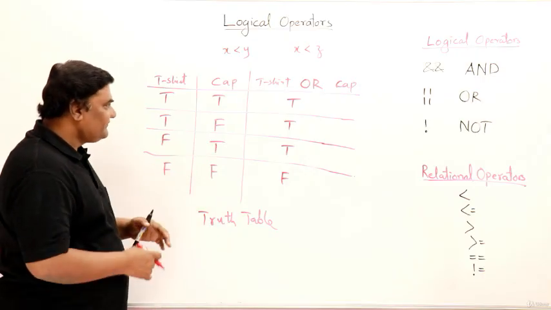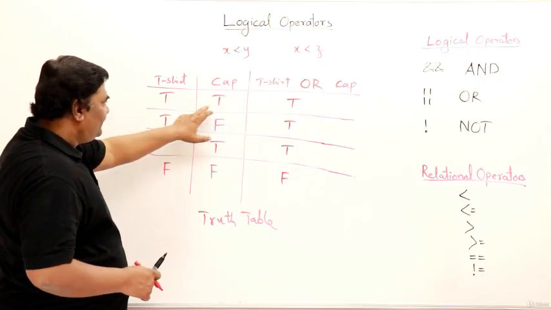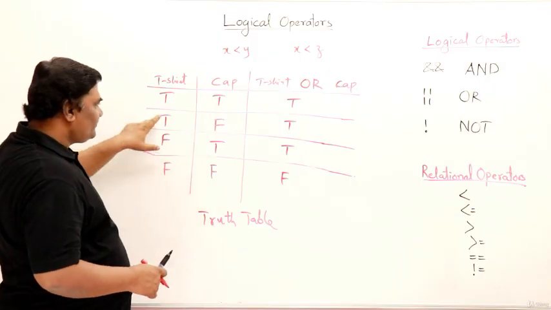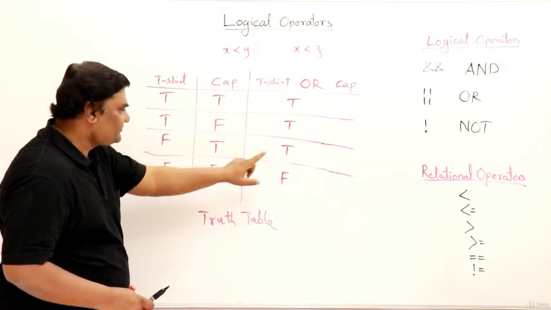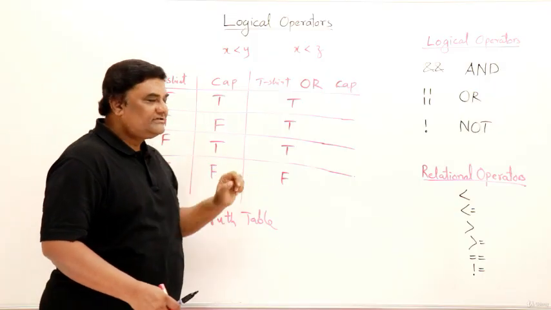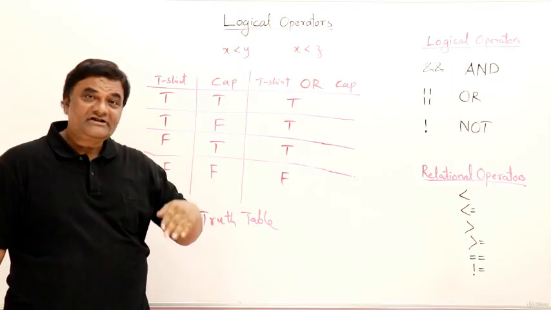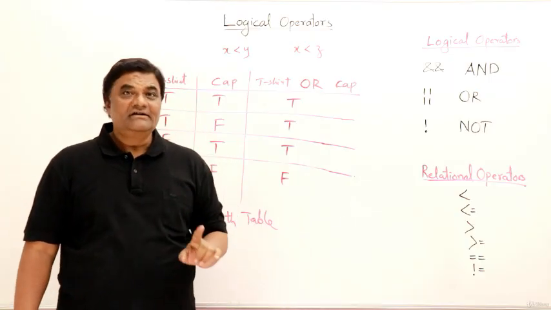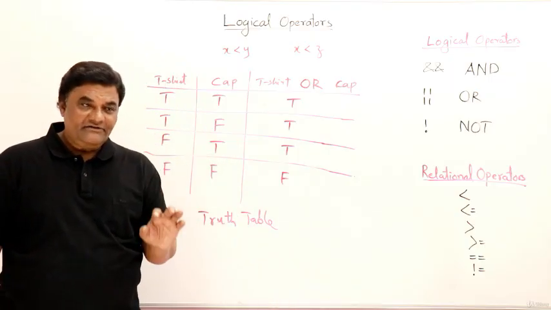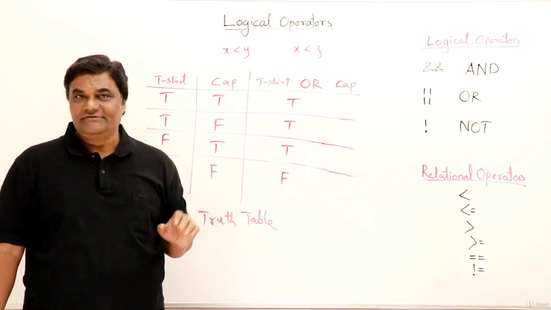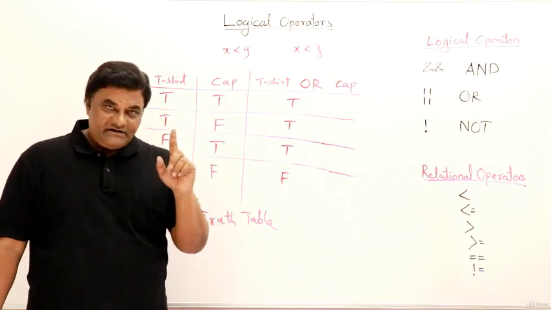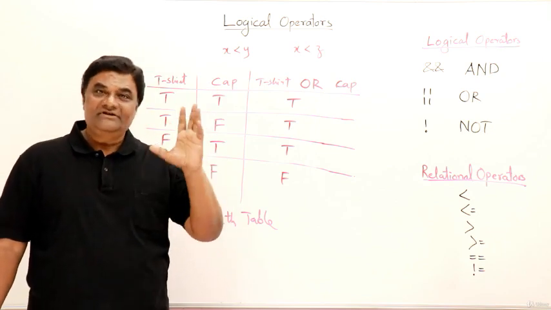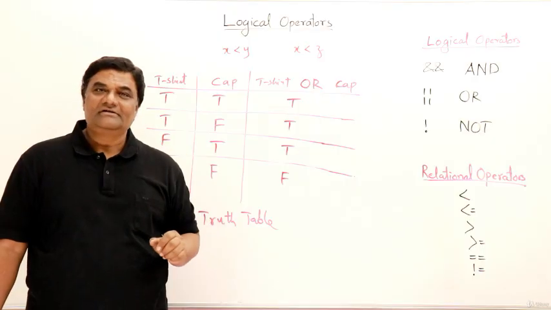Now how to remember this one? If any one of them is true, it will be true. This is true, so it is true. This is true, so this is true. Both are false, then false. So the difference between and and or is, in and, if one is false, everything is false. In or, if one is true, everything is true. This way you can remember it.